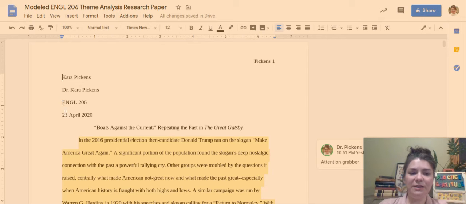Then you're going to have the course number. You're going to have the date here as the day, the month, and then the year. Then you're going to have a title for your paper. Mine is called Boats Against the Current, Repeating the Past in The Great Gatsby. And you're going to center this, but you are not going to add any extra spaces between your header here, your title here, and then your paper here. So just keep it double spaced, but no extra spaces there.